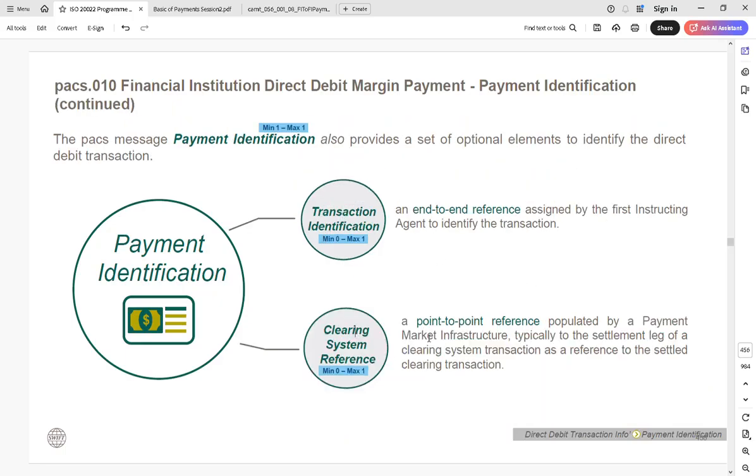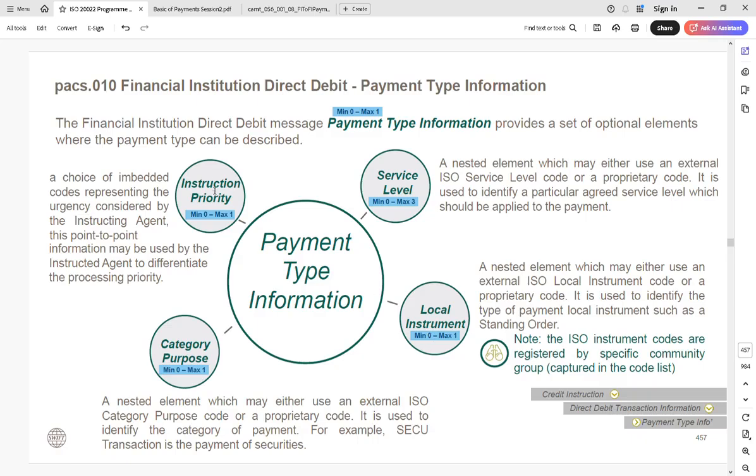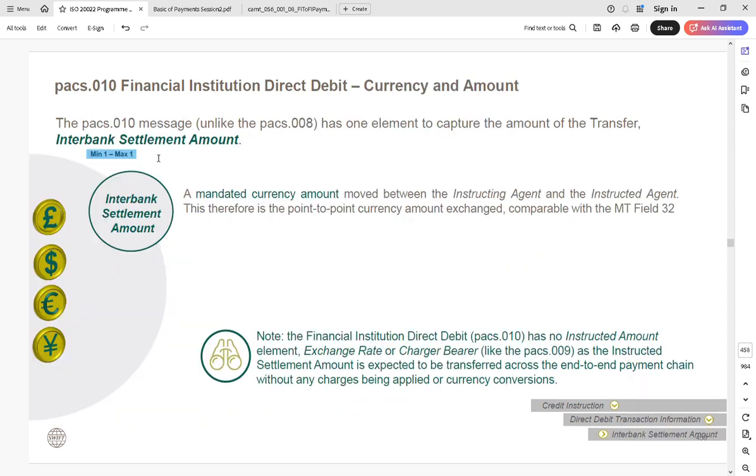Transaction ID, clearing system reference, we have discussed everything. Instruction priority like medium, low, high, right? Category purpose, which is the category of the payment, like securities and so on. Again the same as your PACS 8 and 9 messages, service level. The next fields are mandatory: your interbank settlement amount and settlement date. Unlike PACS 8, PACS 10 has one element to capture the amount of the transfer, the interbank settlement amount. A mandatory amount moves between the instructing agent and the instructed agent, and is therefore the point-to-point amount considered in field 32. So the same amount which is mentioned here as well, field 32.